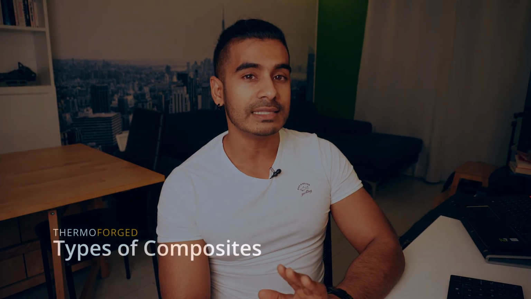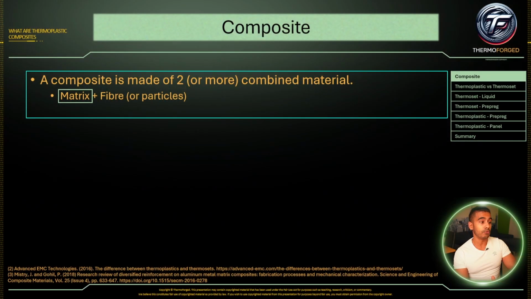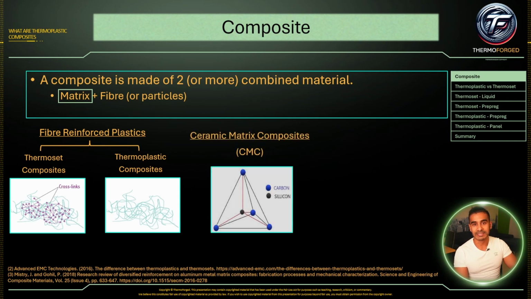Now, there are three different types of composites. The first one would be fiber reinforced plastics. That's the main one, and that's what this channel, at least at the beginning, will be focusing on: fiber reinforced plastics.